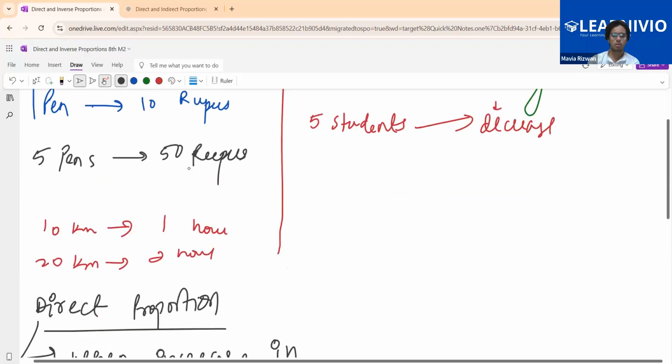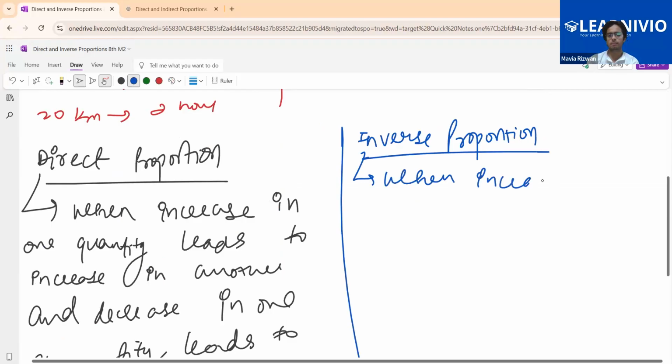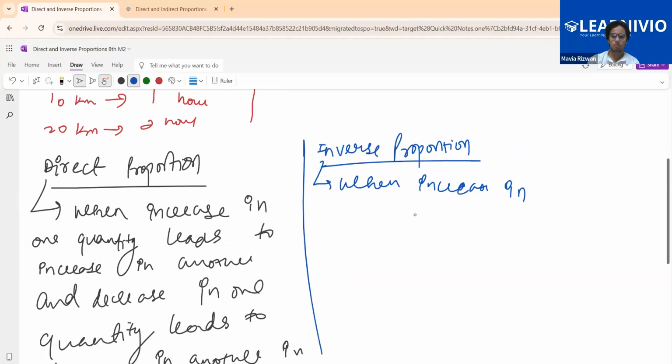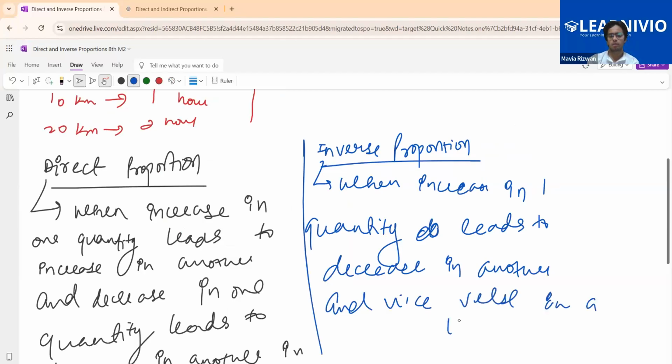Inverse proportion: when an increase in one quantity leads to a decrease in another, and vice versa, in a fixed ratio. Guys, please write this down.